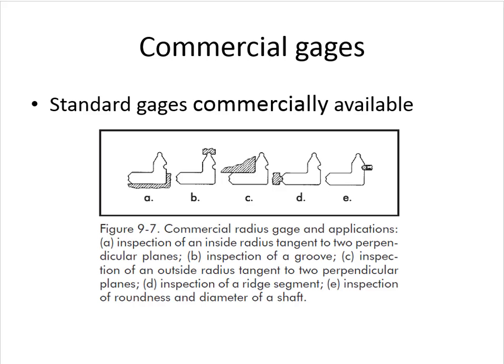Commercial gauges. Commercial gauges are things you can buy right off the shelf to check, and what we're talking about here are inside radius gauges or outside radius gauges. You can buy these at McMaster-Carr, just regular inspection gauges. So that's what we're seeing, an inside radius here, an outside radius being checked here.